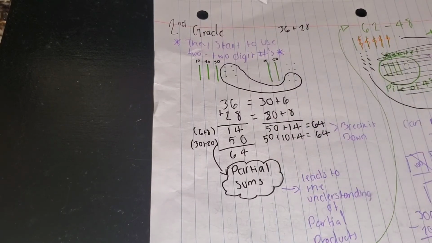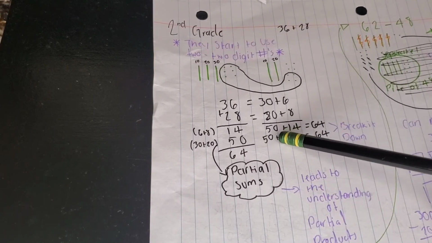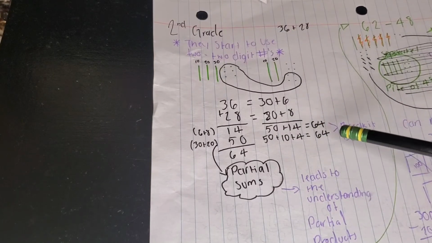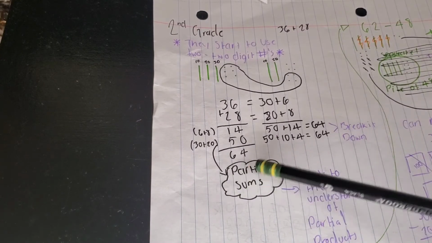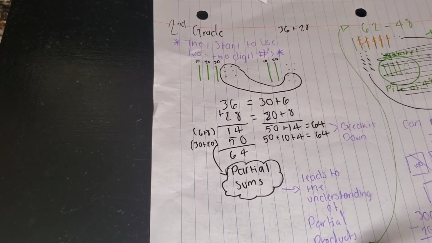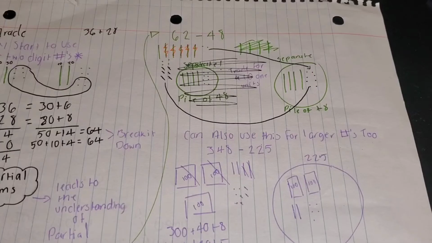But to break this down even further, you can do 50 plus 10 plus 4 to get 64. And that's how you break it down. And this is called partial sums, which leads to the understanding of partial products.